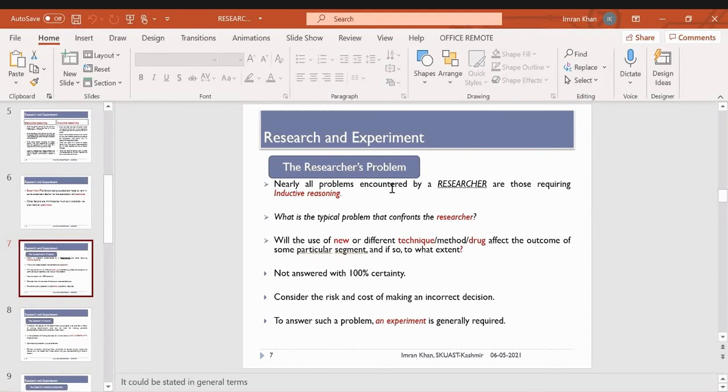But whatever results you give, you won't be answering them with 100% certainty. You have to consider the risk and cost of making an incorrect decision. Most of the times your decision will be correct, but sometimes there is a chance, because as we said, your answers will not be of 100% certainty. You will always say, I am 97% confident that what I am saying is correct. That means there is a 3% chance that you may give an incorrect decision. So we have to consider the risk and cost of making that incorrect decision. So to answer such a problem, an experiment is generally required.